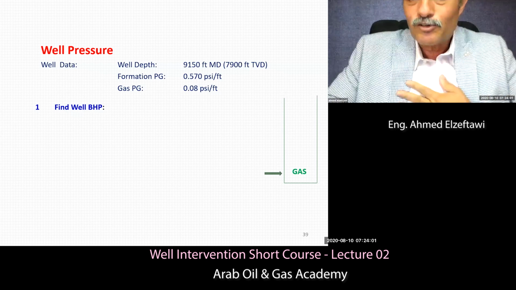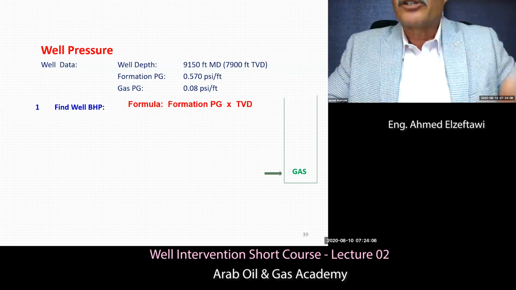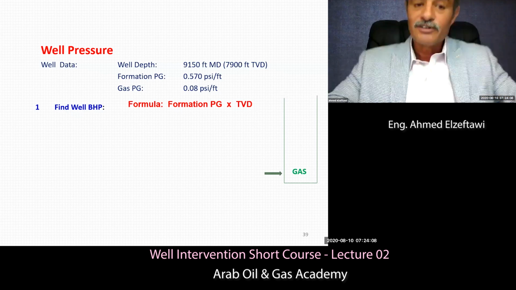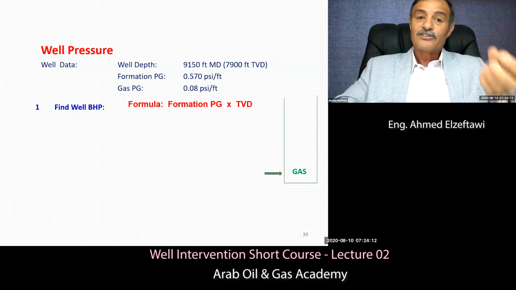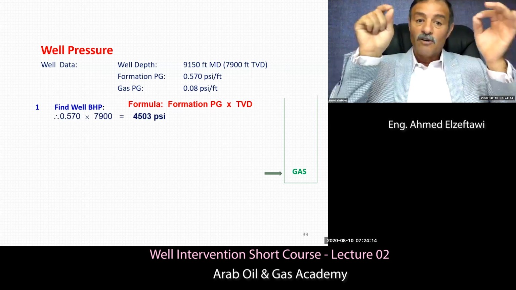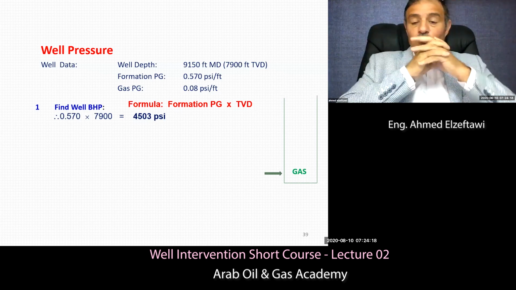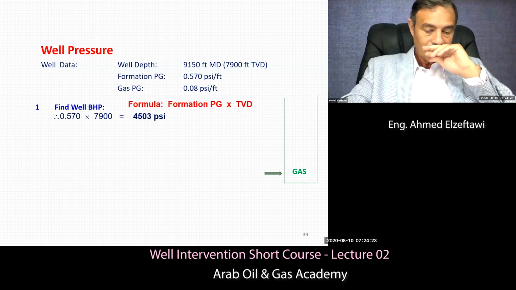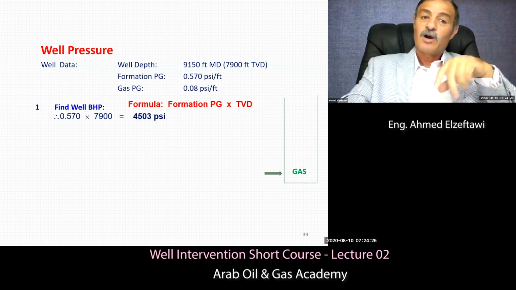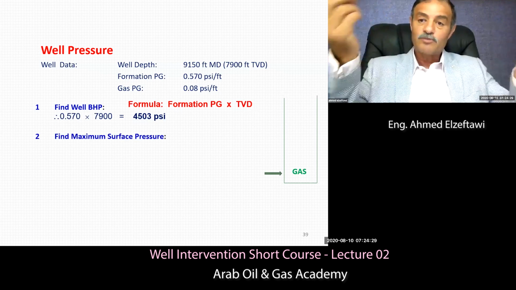Do we have the formation pressure? Of course, we have the TVD, and we have the pressure gradient of the formation. So just multiply the TVD by the formation pressure gradient. So it is 4,503 psi. This is the bottom hole pressure represented by the formation pressure. The second requirement here is how to calculate the maximum surface pressure.